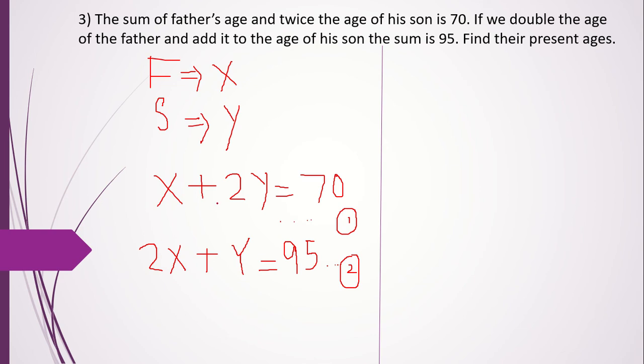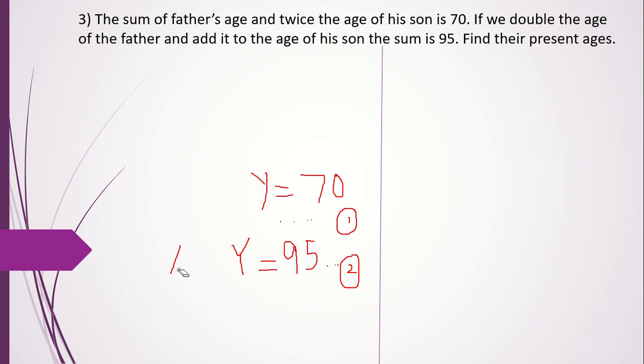Now try to equate the coefficients. Either you can eliminate x first or y first. Whichever one you find easy, you can do. If you want to eliminate x first, multiply here by 2. If you want to eliminate y, multiply here by 2. This was quite simple, I think. Let us continue.